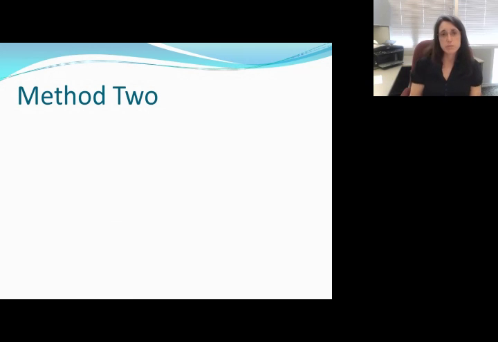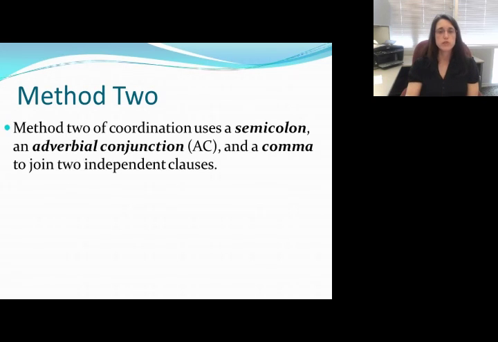But if you would like to explore and start to really expand what you do with your punctuation and your conjunction, then method 2 is perfect for trying that out. So method 2 of coordination uses the semicolon, and I typically tell my students don't go anywhere near that semicolon until you're sure that you know how to use it. So this is one of the easiest and most accurate ways to use a semicolon.